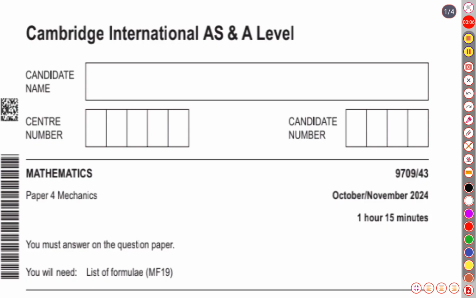Today we are going to solve a question from Mechanics 43. The paper is 9709/43 for the session October/November 2024. That means the latest paper of Mechanics 43. So let's see the question. We are going to solve question number 7.